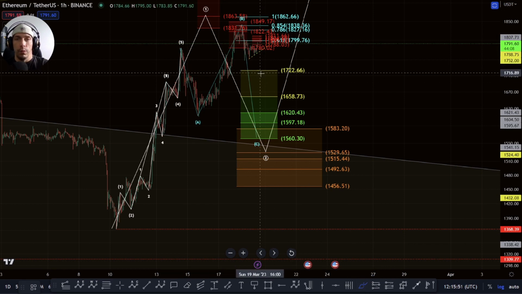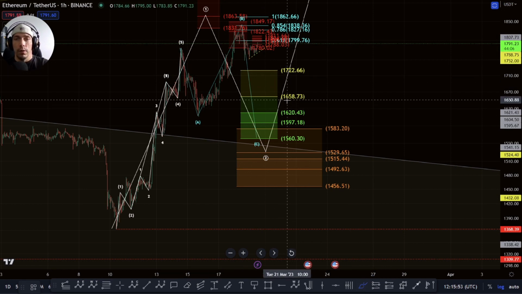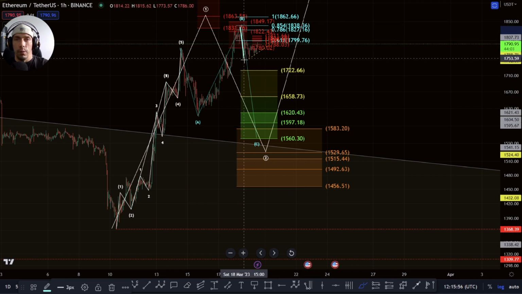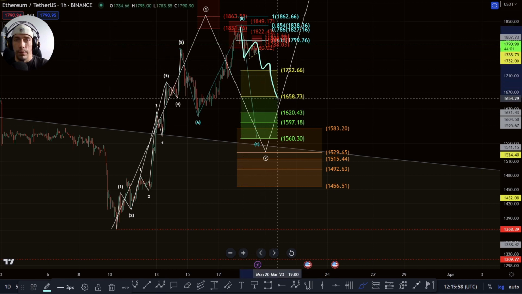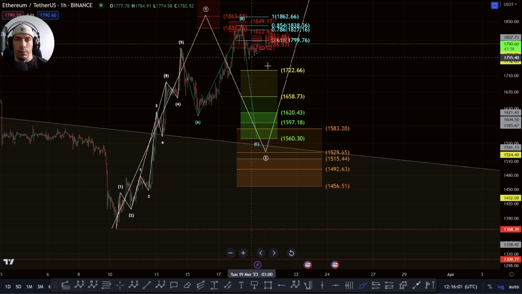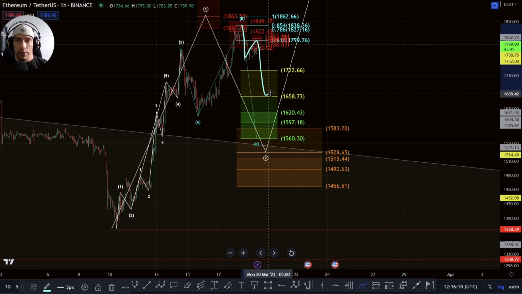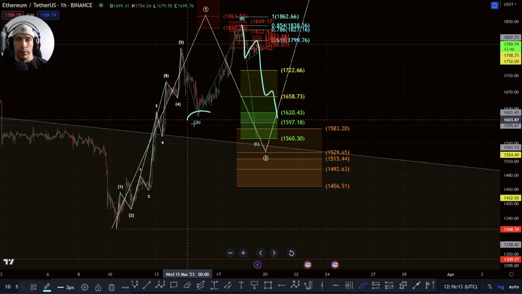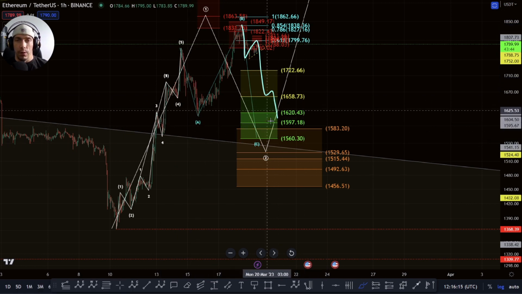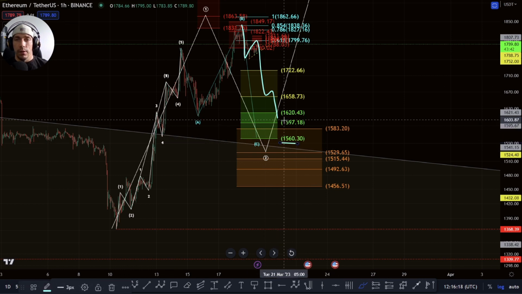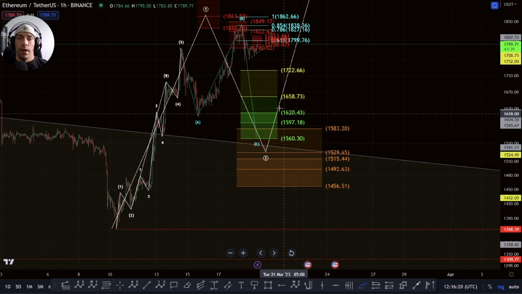First areas to watch would be towards the 1722 to the 1658, and that's if we form something like this as a 1, 2, 3, 4, 5. Potentially something like that, we could then say that could be a C wave. However, given the current structure here, if we do break down in a 5-wave move, it's more likely that we're going to push down towards these lower levels, potentially retest this A wave zone, and come down into this 1560 to the 1620 range. That would be the first area I'd be watching within this, looking at that possibility of a flat here.